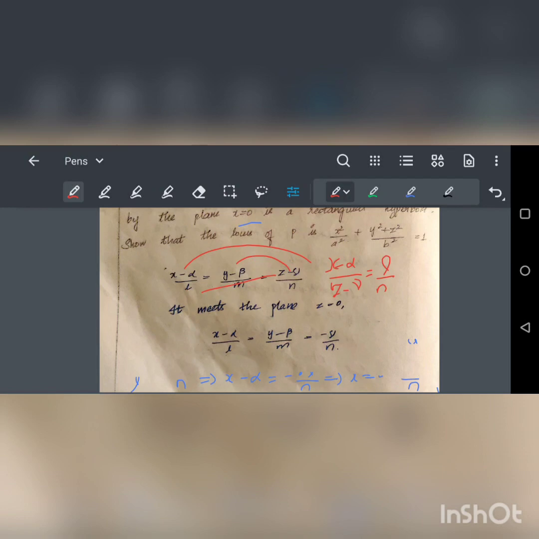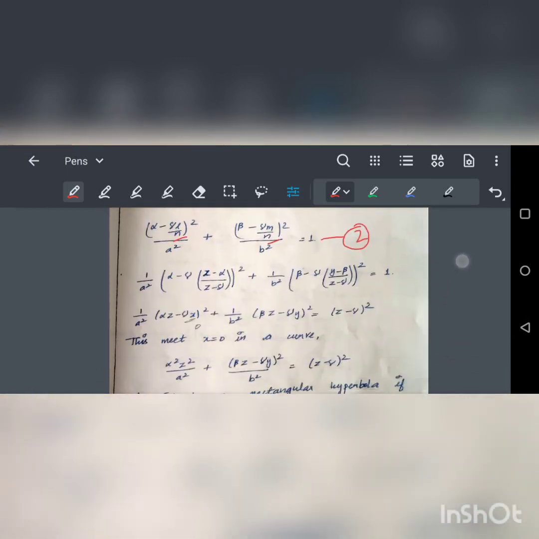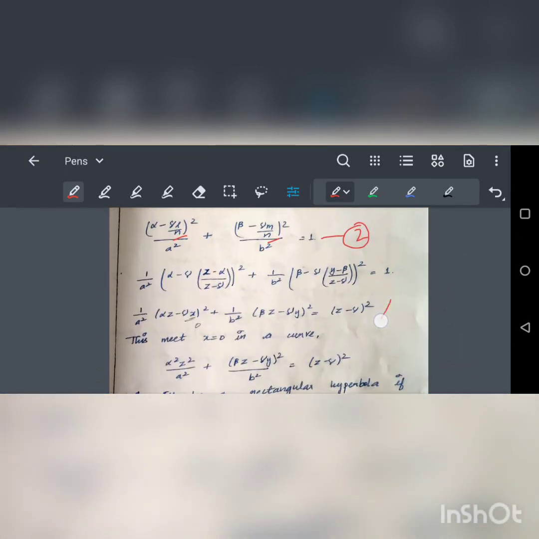Similarly, when you take these two, you can find the value for m divided by n as y minus beta divided by z minus gamma. So just to replace the values back here, you will be getting this one. Here z minus gamma the whole square is a common thing, so you can take it to the other side, so you will be having this one. Here you need to take LCM for this and simplify.